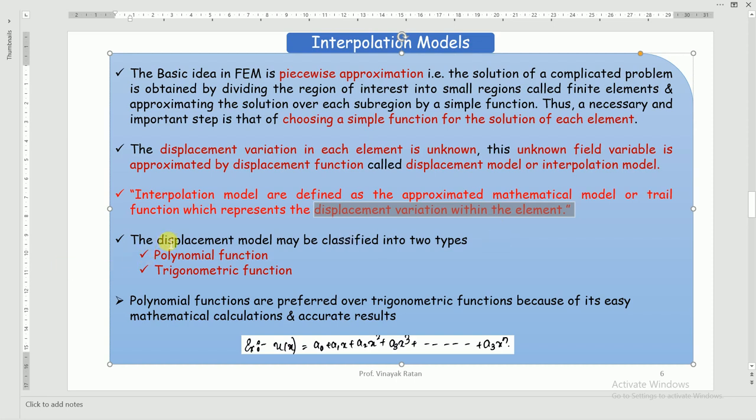There are usually two displacement models. One is a polynomial function, the other is trigonometric functions. Polynomial functions are preferred over trigonometric functions because of their easy mathematical calculations and accurate results. If you use trigonometric functions, your simplification will be difficult. If it is a polynomial function, it will be very easy to solve and it will give better accuracy. If you go on increasing the order of the polynomial, the accuracy of the answer will also improve. You can take down this.